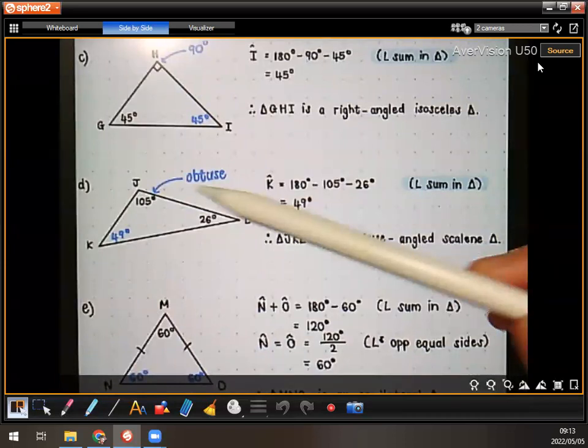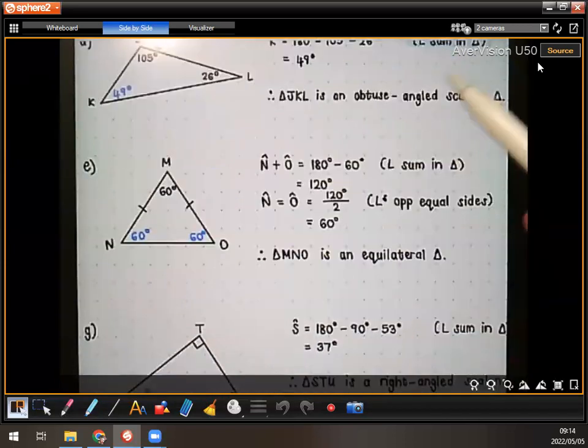You can't ever have more than one obtuse angle in a triangle because then they'll add up to more than 180 already. No, because it's for the same reason. If you have an obtuse angle, say 105, and you have a 90, you add those two together, it's already 195, which is bigger than 180. So that can't happen in a triangle.